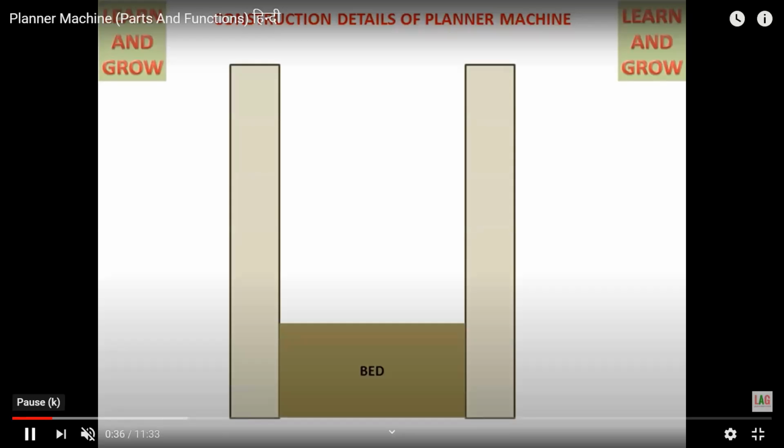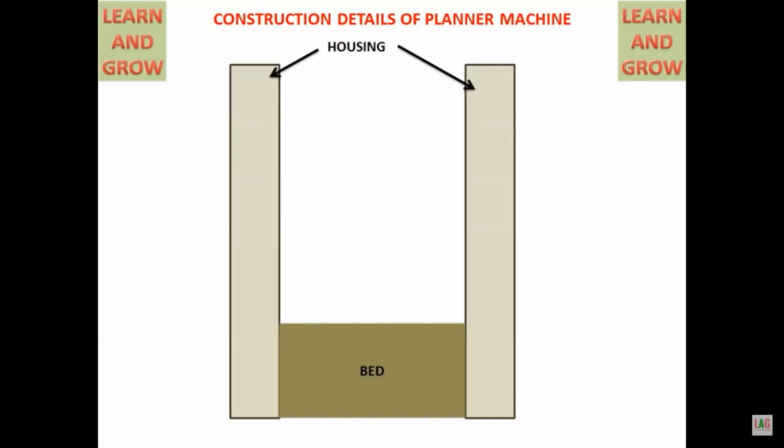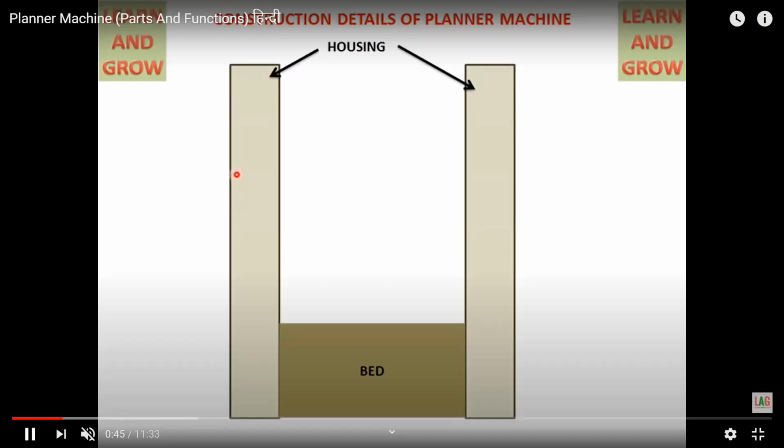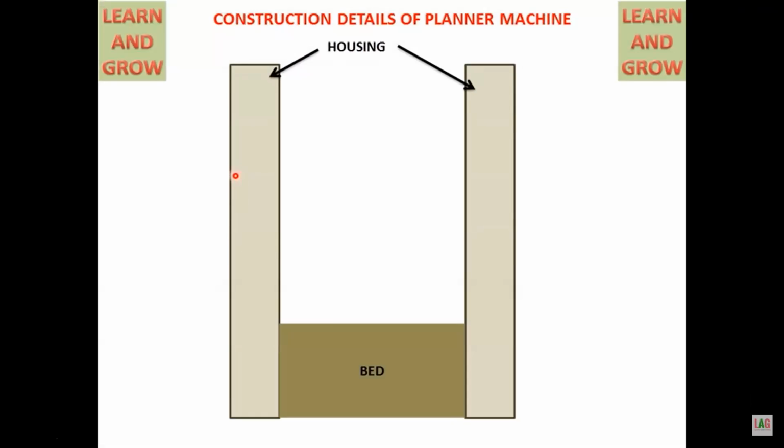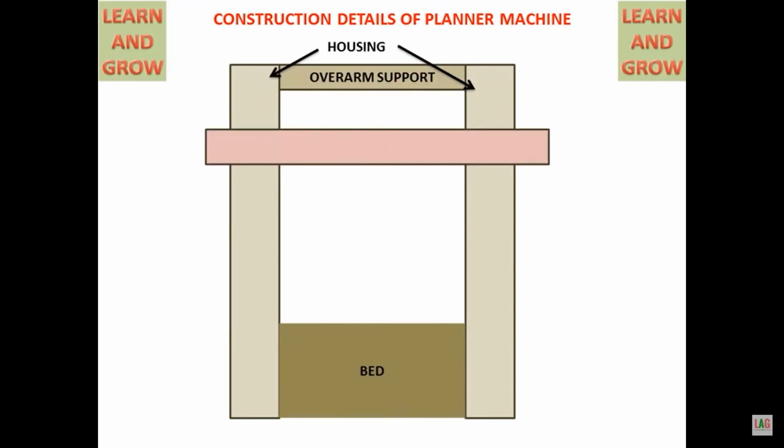Attached to this bed we have the housings. Those both are the housings, which can also be called columns. Those are the vertical structures attached to the bed. On the top, in order to balance them, we have an overarm support attached to balance both these housings.